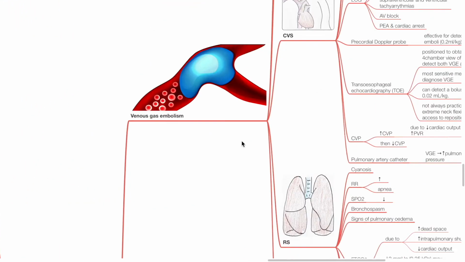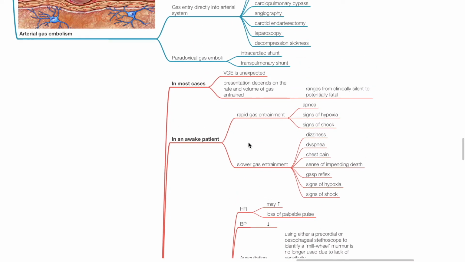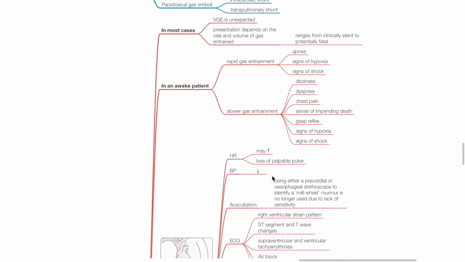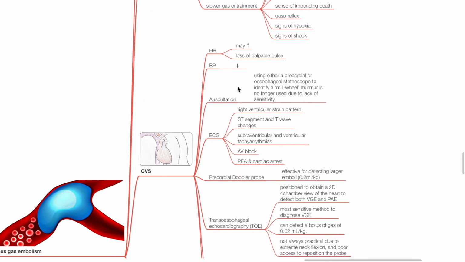Presentation. Venous gas embolism. In most cases, VGE is unexpected. Presentation depends on the rate and volume of gas entrained and ranges from clinically silent to potentially fatal. In an awake patient, rapid gas entrainment results in apnea, signs of hypoxia, and shock. With slower gas entrainment, there is dizziness, dyspnea, chest pain, sense of impending death, gasp reflex, signs of hypoxia, and shock. Cardiovascular system. The heart rate may increase, there may be a loss of palpable pulse, there may be hypotension.